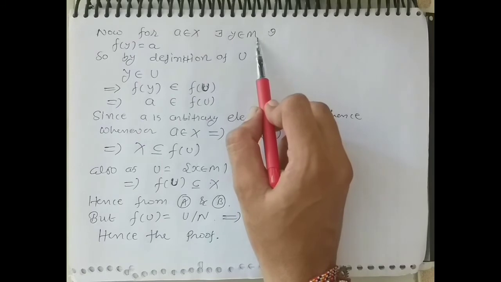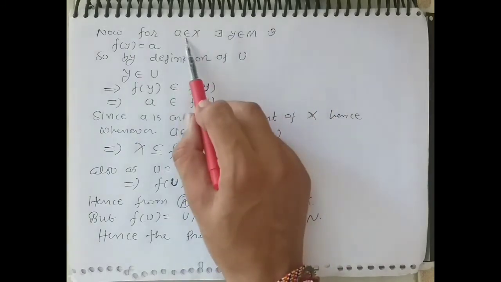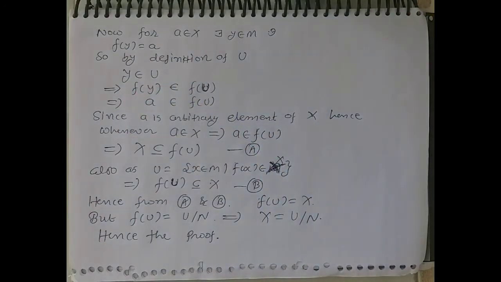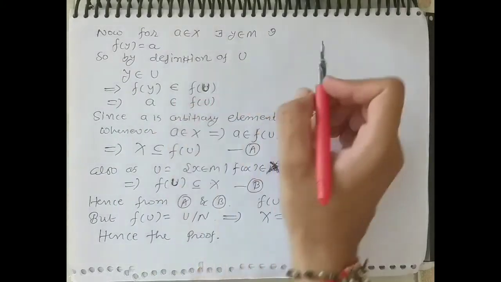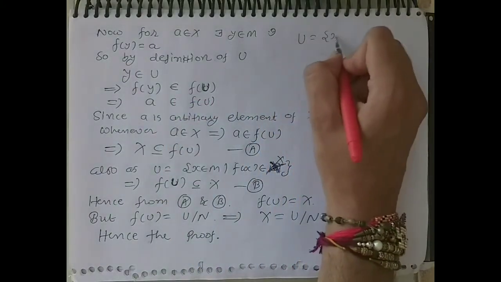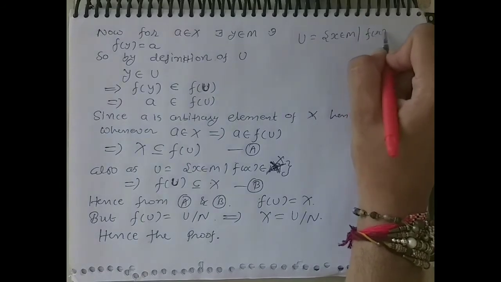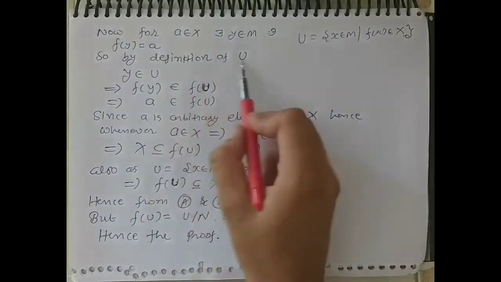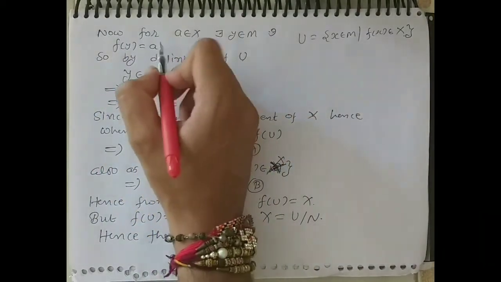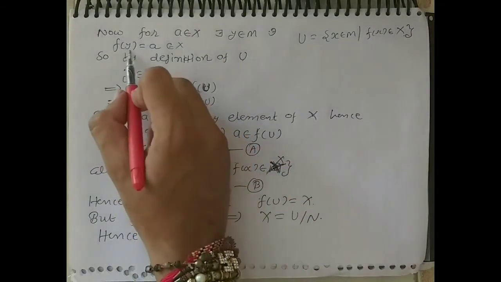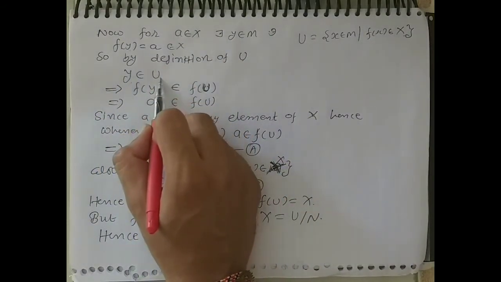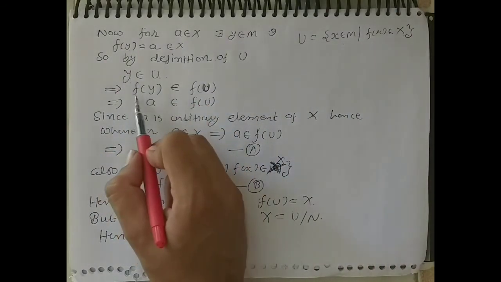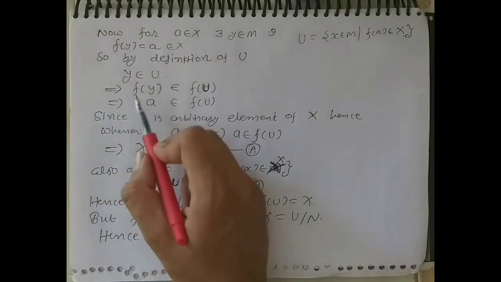Now for a belongs to X there exists y belongs to M such that f of y is equal to a. Now again from the definition of U, U is the set of all x belongs to M such that f of x belongs to X. So from the definition, f of y is equal to a belongs to X, so the element y belongs to U.